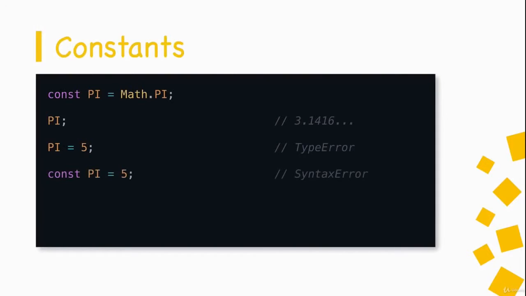You also can't redeclare a constant. So we already have a constant PI, and we can't redeclare it, unlike variables. So if you try to redeclare it, const PI equals 5, it gives out a SyntaxError.